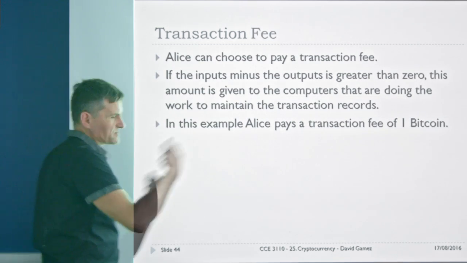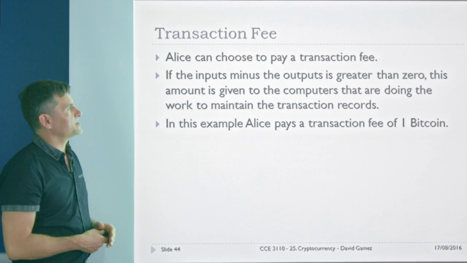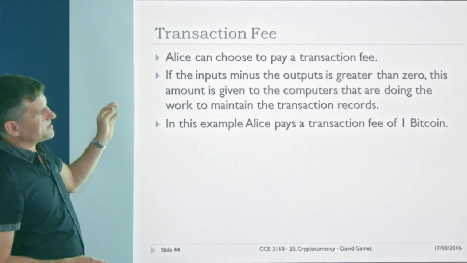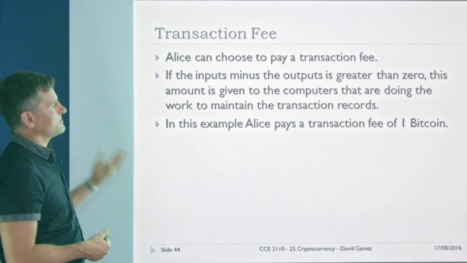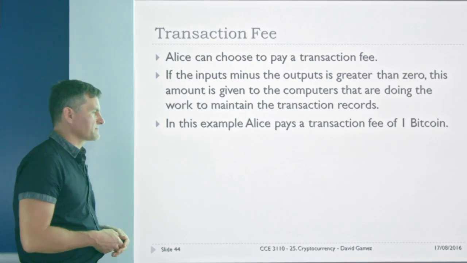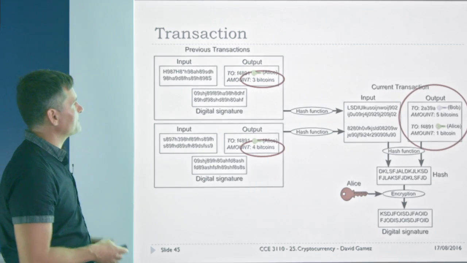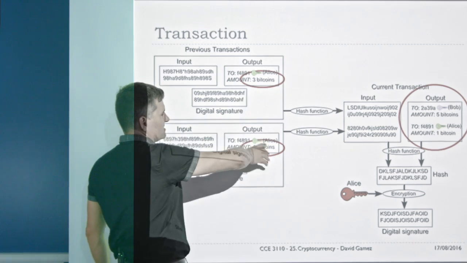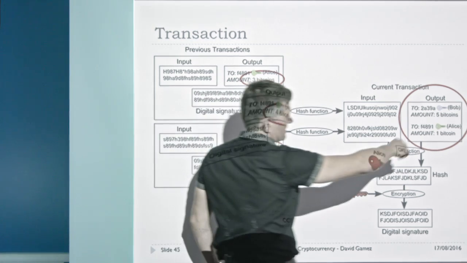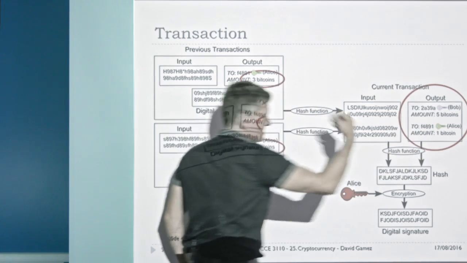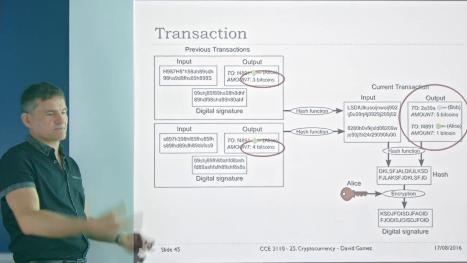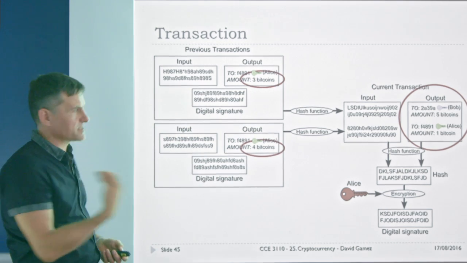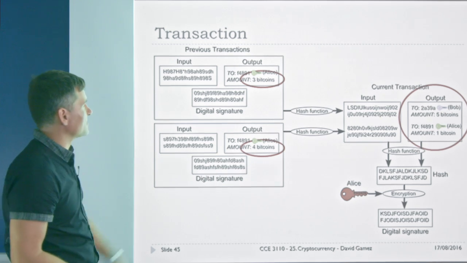Now this difference between the inputs and the outputs is what's called a transaction fee. If the inputs minus the outputs is greater than 0, then this amount goes to the computers that are doing the work to maintain the transaction records. So in this case, there's a transaction fee of 1 Bitcoin. As I said, the input is 7 Bitcoins, and the output is 6 Bitcoins. So there's a Bitcoin missing, and the computers that are processing the records get to keep that Bitcoin and add it to their own addresses.